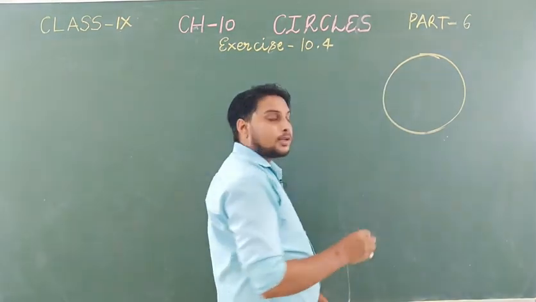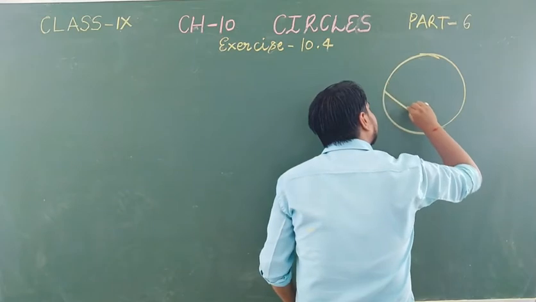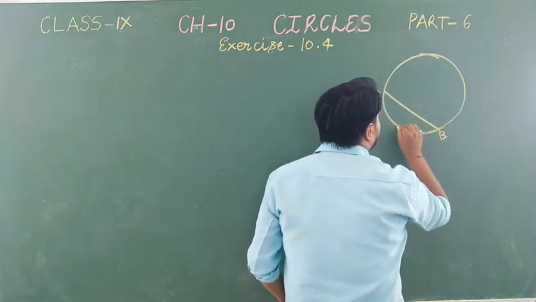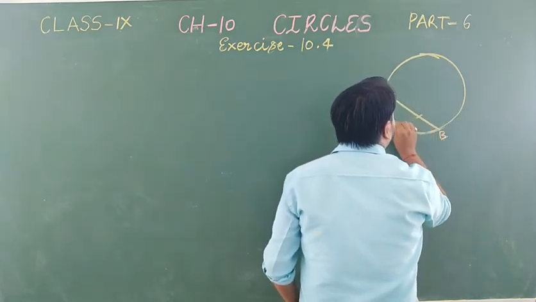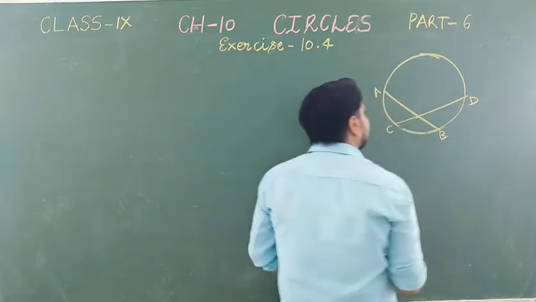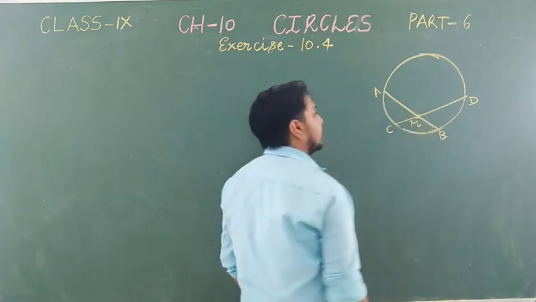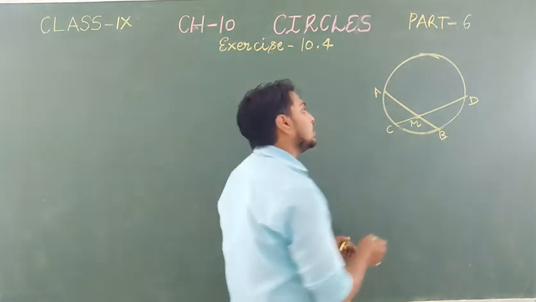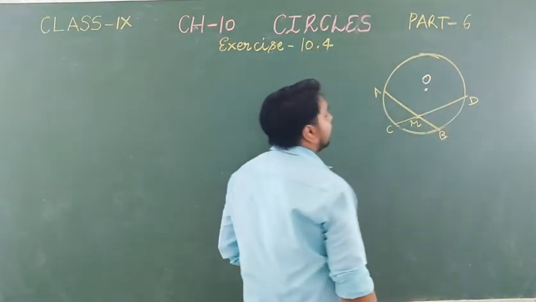suppose it is a circle, and in this circle, two chords are there. Suppose this chord is AB and this chord is CD, and both are intersecting each other at point M. It is also said that the lengths of the chords are equal. Suppose here is the center O.